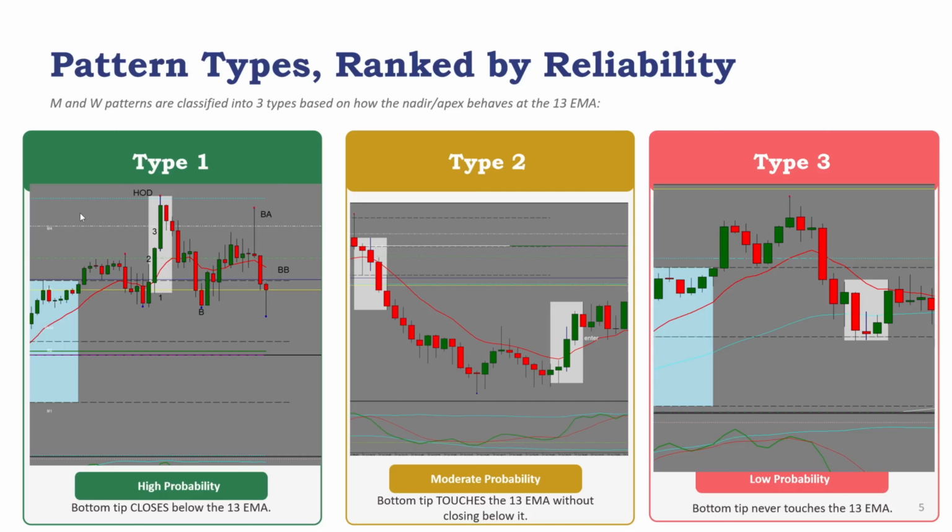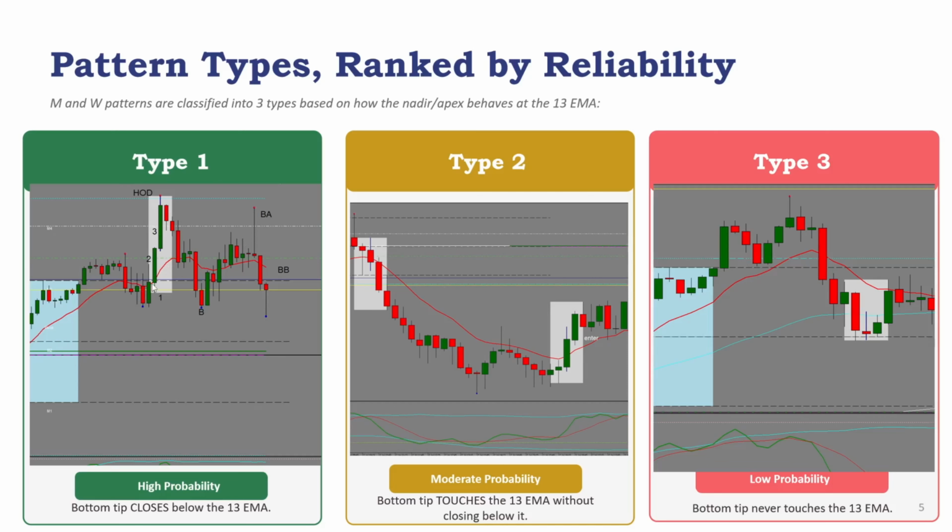So we have three types of M's and also W's, but whatever I'm going to teach you on the M's is the opposite of the W. I've grouped the types based on the probability. The first one has a very high probability of working out. The second one also has a good probability, but not that much. And the third one has the lowest probability. So this is the difference between the three.